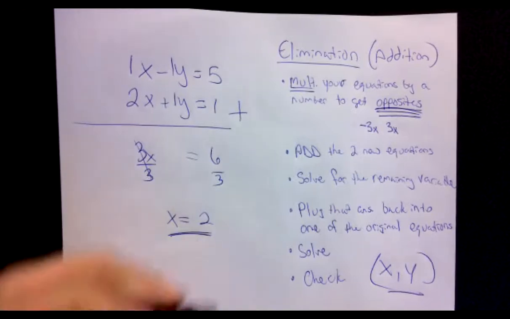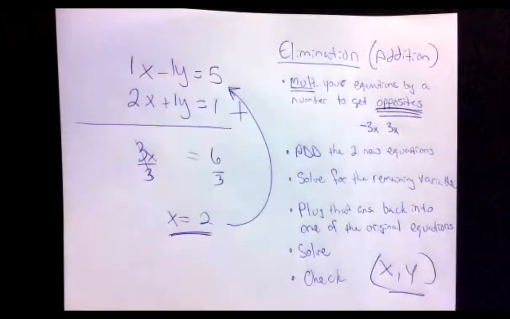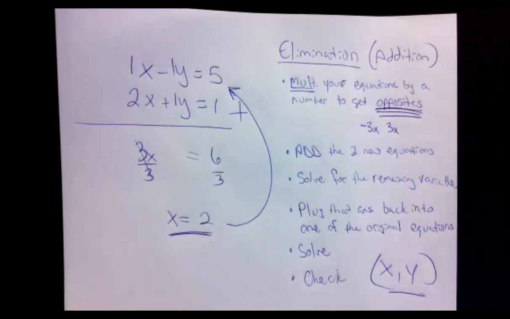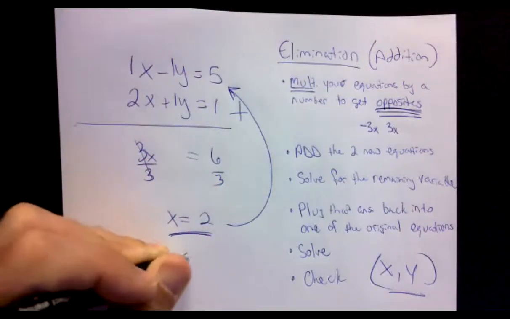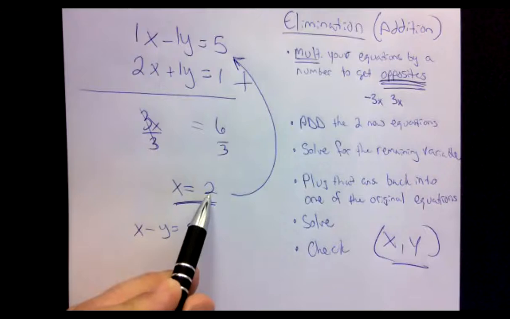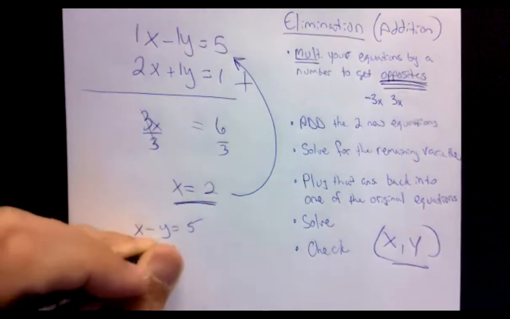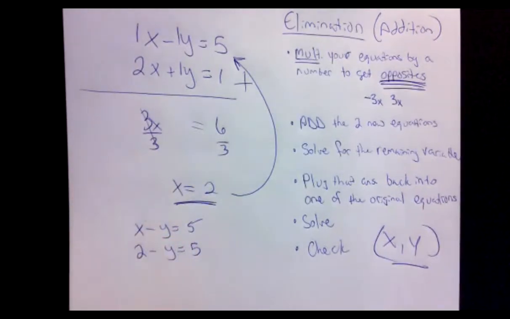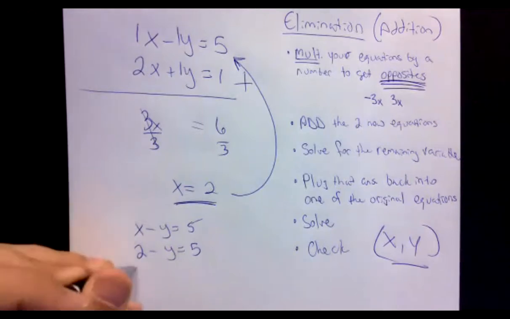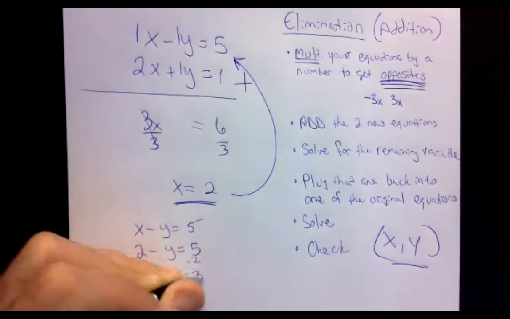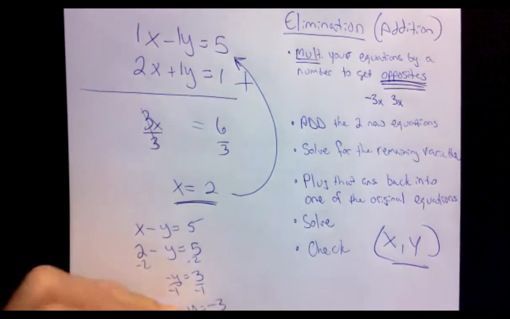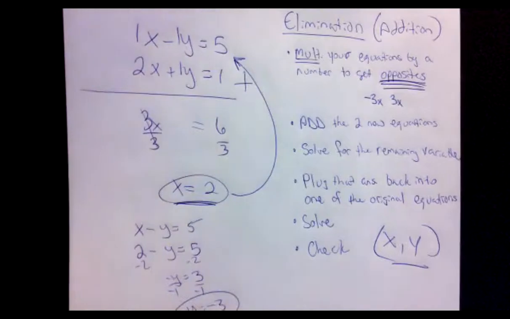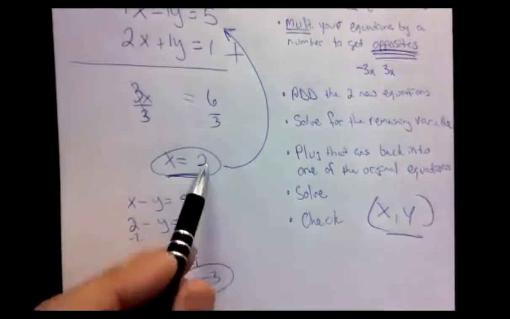So once I know what x is, I'm going to plug that number back into one of these original equations. Doesn't matter which one. I'm going to pick the top one, so x minus y equals 5. And I'm going to plug my x in. I know x is 2, so 2 minus y is 5. And then I'm going to solve. Subtract 2. Negative y equals 3. So divide by negative 1, and y is negative 3. So again, x is 2, y is negative 3.